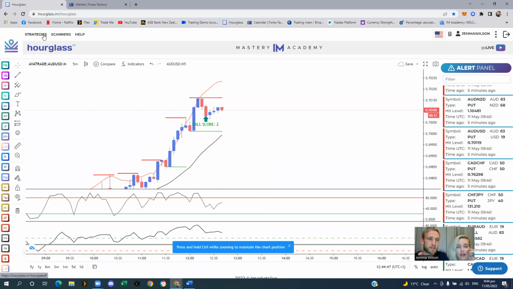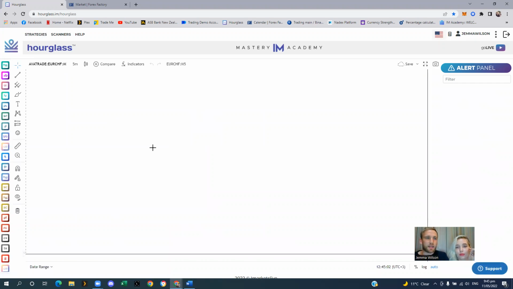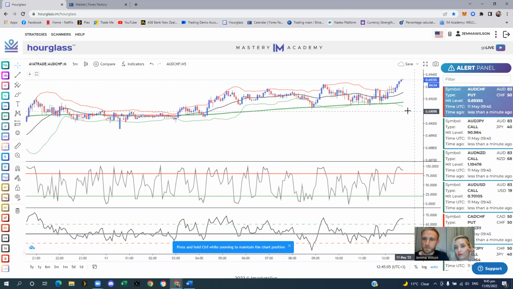Just make sure it's not on Market Trap. It'll usually be Market Trap at first, by default, and they look really similar. So make sure you're ticking Hourglass. I mean, you could probably use Market Trap as well. I just prefer Hourglass. And then, okay, let's go back to our steps.